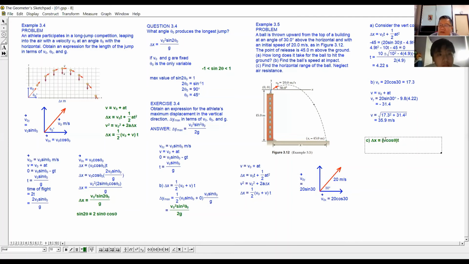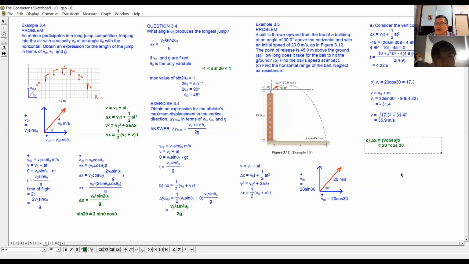So the horizontal velocity is fixed. It's not subjected to gravitational pull. So you just take the horizontal speed and multiply with time. That will be your distance. The horizontal speed is v, which is 20 cos 30 degrees.